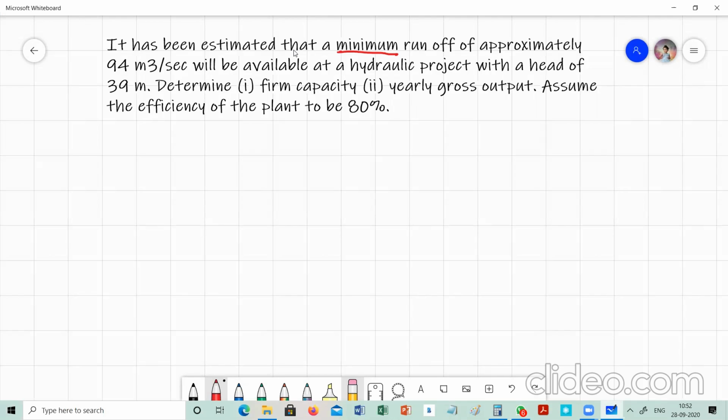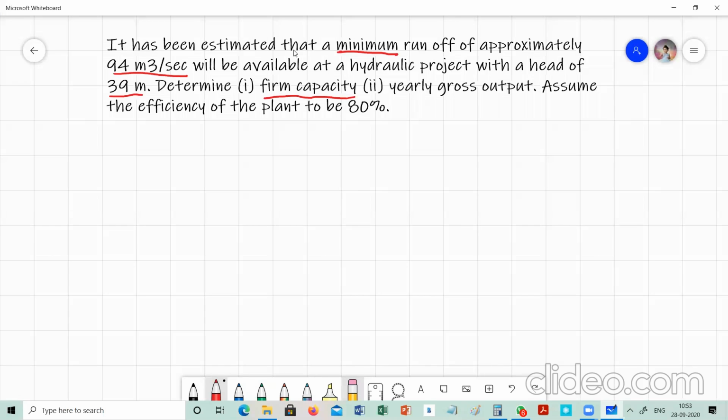It has been estimated that a minimum runoff of approximately 94 meter cube per second, means 94 meter cube of water is flowing per second, will be available at a hydroelectric project with a head of 39 meter. Determine the firm capacity. Firm capacity is nothing but the output electricity generated with minimum runoff.